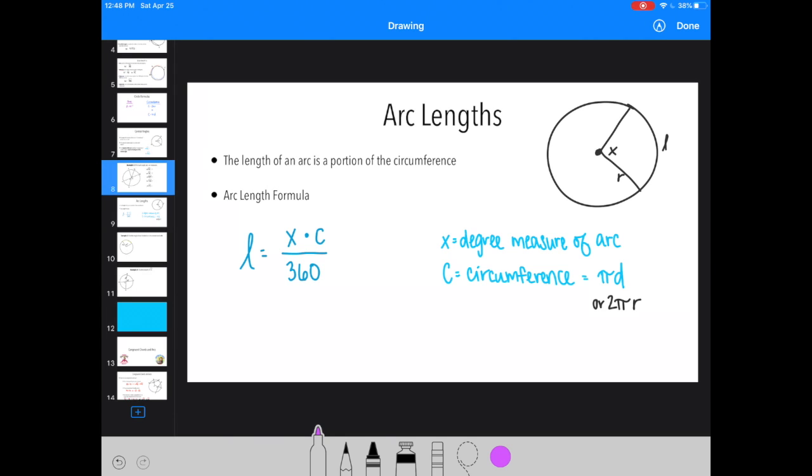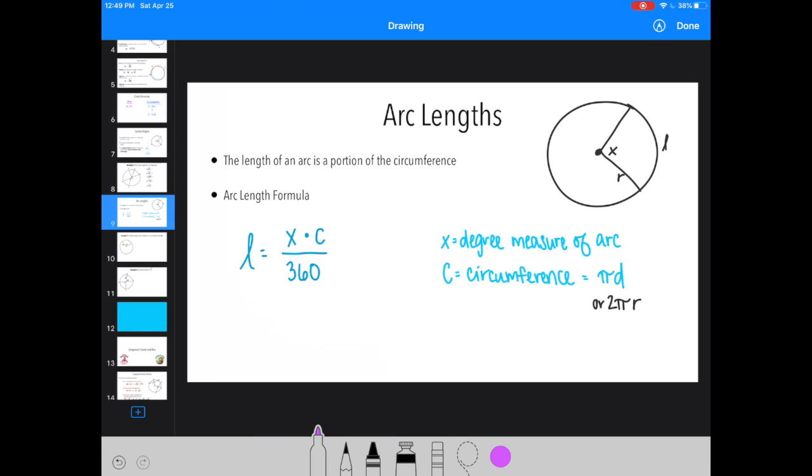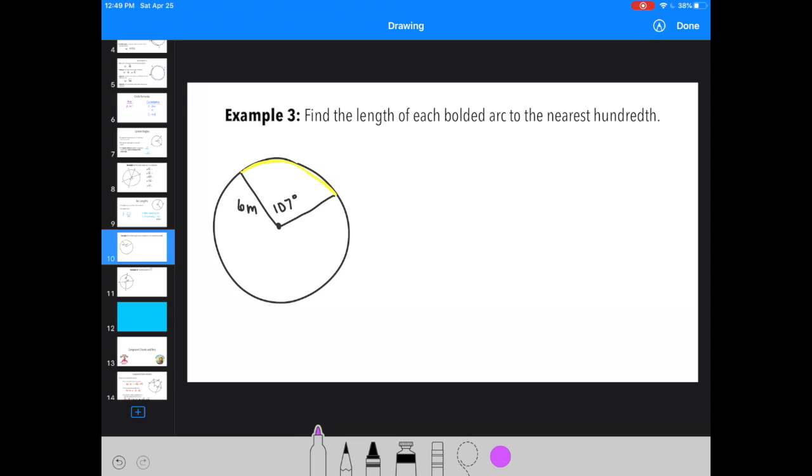One thing I do want to note, going back to our previous example, when we were finding those angle measures around the outside, that's not the arc length. That's the arc angle measure. So make sure you don't make that confusion when you're solving different problems. Arc length is going to be the degree measure of the arc times circumference divided by 360. Okay, so let's do an example.